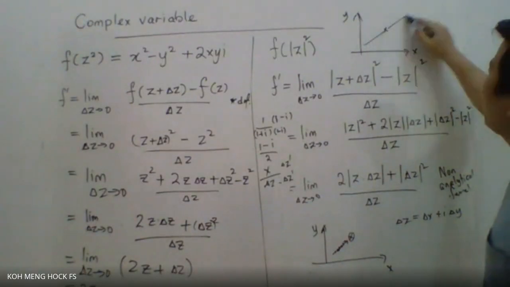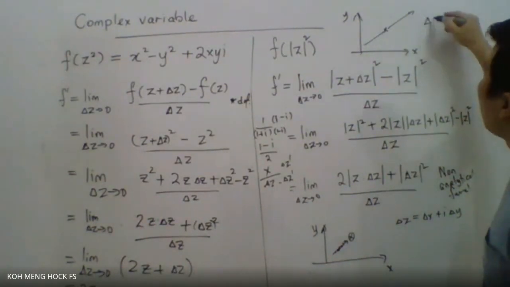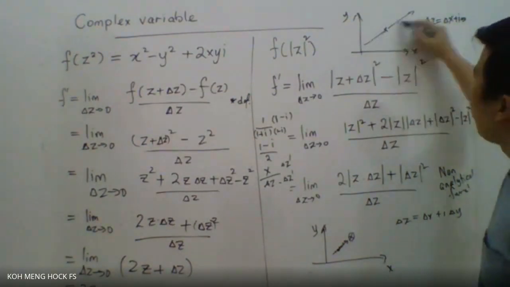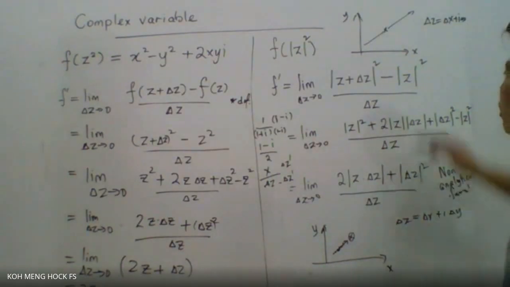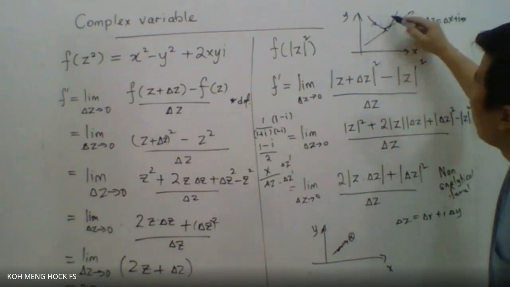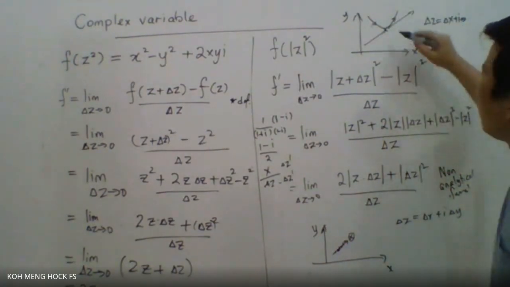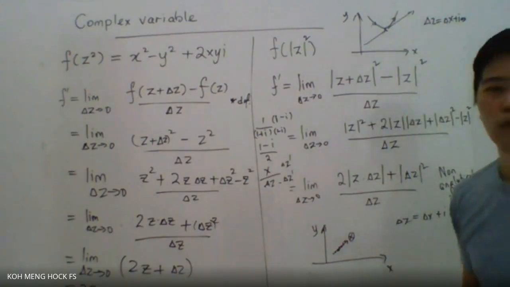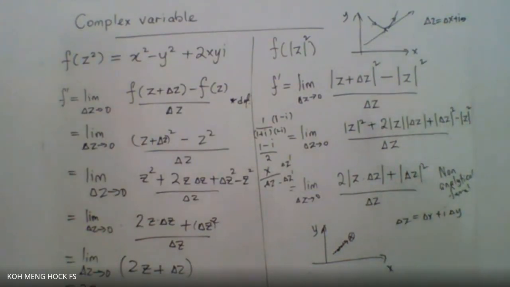So if I approach this as a straight line, my delta z is going to be delta x plus i delta y. So I have one value of f prime. But now if I want to reach like this, my delta z is going to be different, and I have a different value of f prime. So that is why this is not analytical anymore. This is non-analytical anymore.